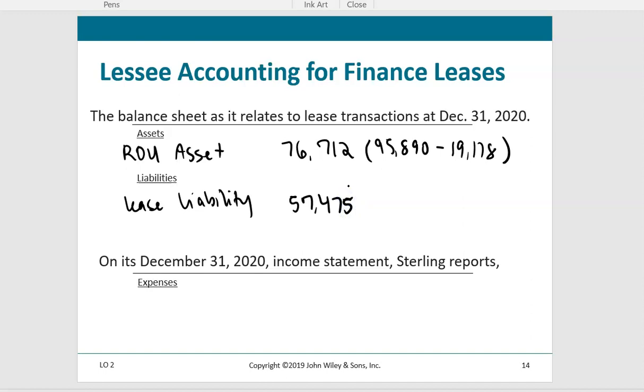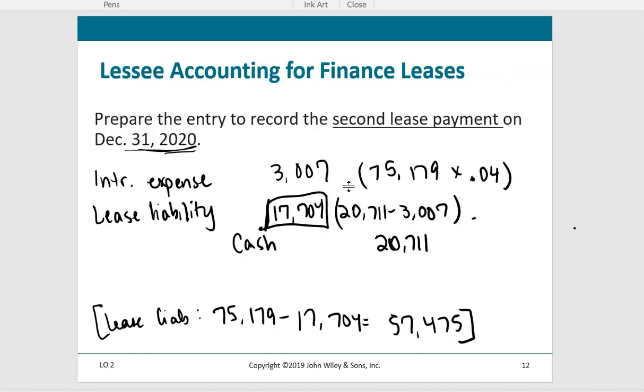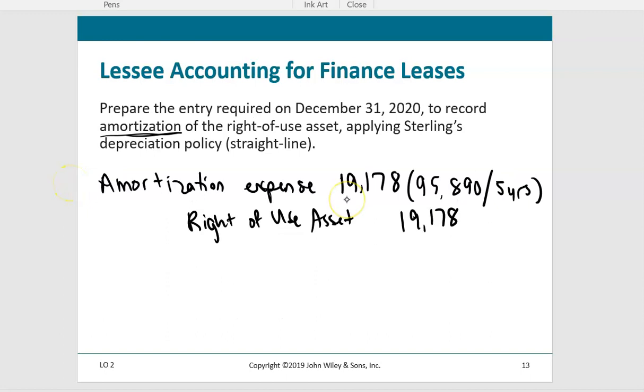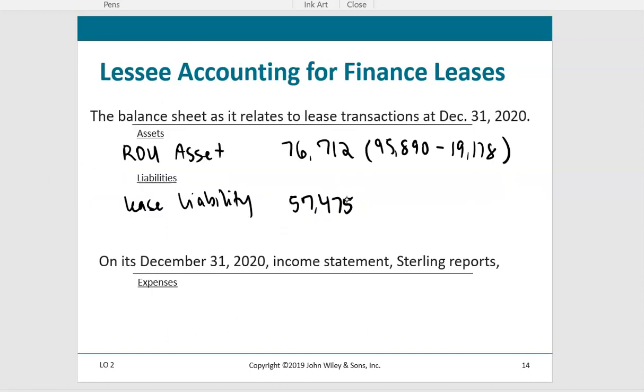And what would the income statement report for the year? It's going to report two separate expenses. Think back to these two journal entries we recorded. We had interest expense for 3,007 and amortization expense for 19,178.